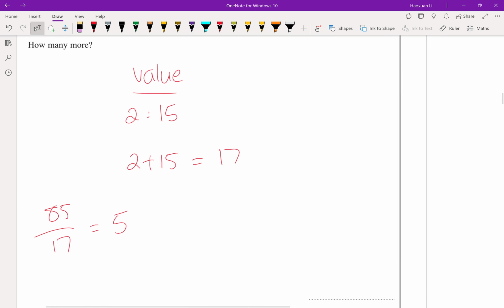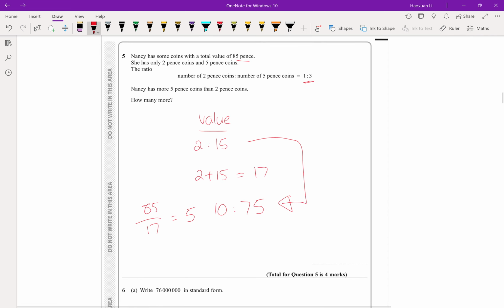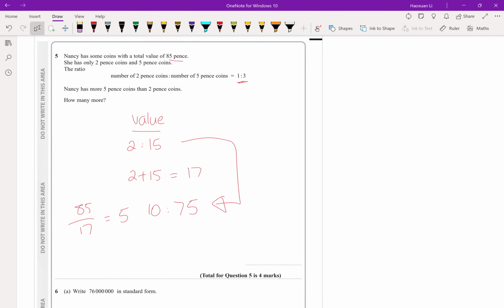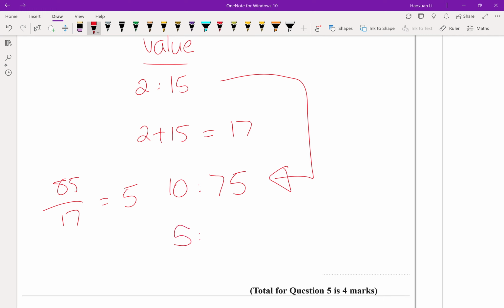Now, we're going to use this value to times them both by 5, because this is how much they have. So now this will be 10, and then that will be 75. And now we're dividing it back by their own coin value, so we can have just the number. So 10 divided by 2 will be 5, and 75 divided by 5 would give 15. So how many more? Then it will be 15 minus 5 equals 10. The answer will be 10.